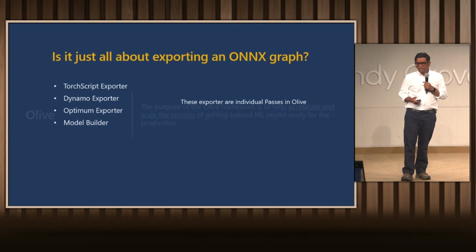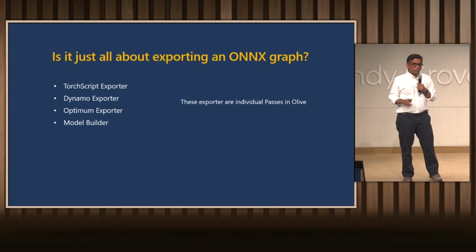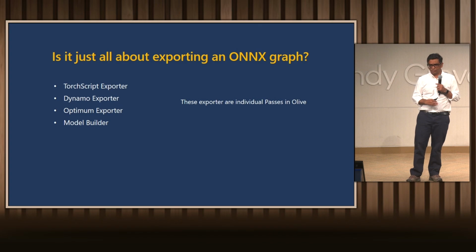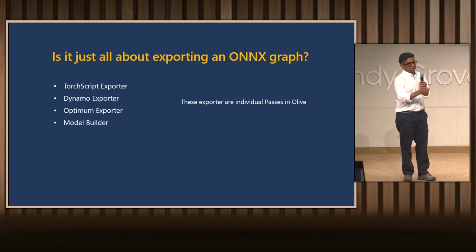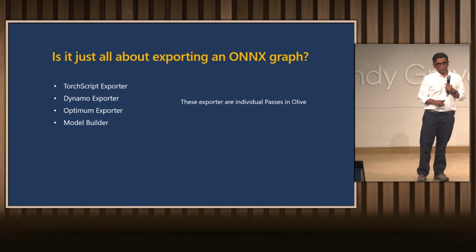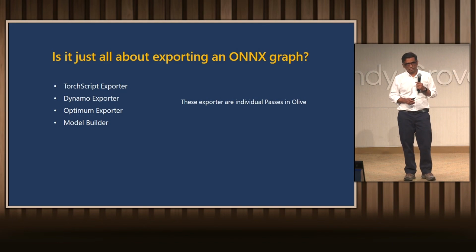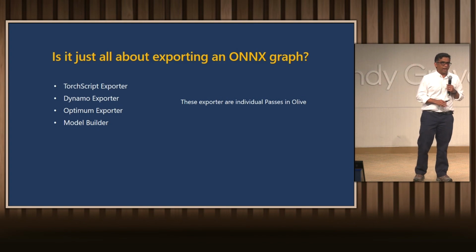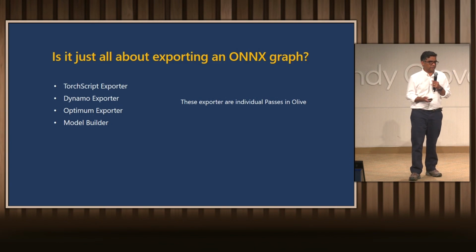So then the question is, isn't it just about exporting the model? And we have Torch exporter, Dynamo exporter, model builder, Optimum exporter, and a few more exporters out there. Then isn't that all you need? And by the way, all four of these exporters we have integrated in Olive. So the question is then, what else do you need? Why do you need Olive or anything equivalent to Olive?